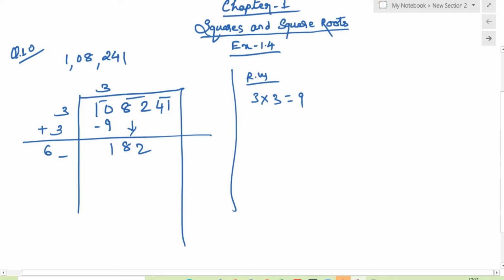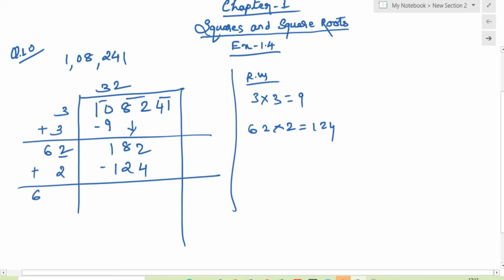Now we know that 63 into 3 will be 189, that will be higher, so we have to go for 62 into 2, and 62 into 2 is 124, so we'll go ahead with this. Now we'll be solving this, 2 plus 2, that will become 64, one digit will be vacant for this. Now 2 will become 12, 8 will become 7, 12 minus 4 is 8, and 7 minus 2 is 5, 41 will come down now.